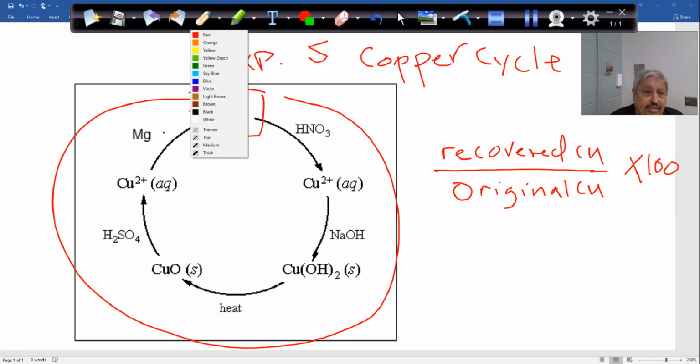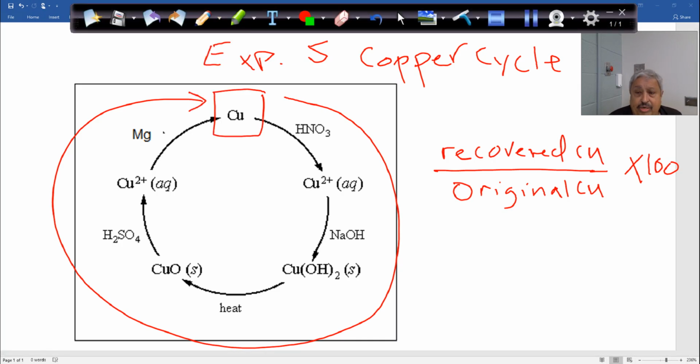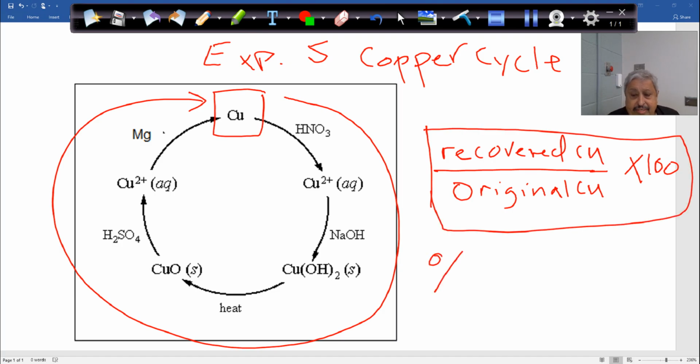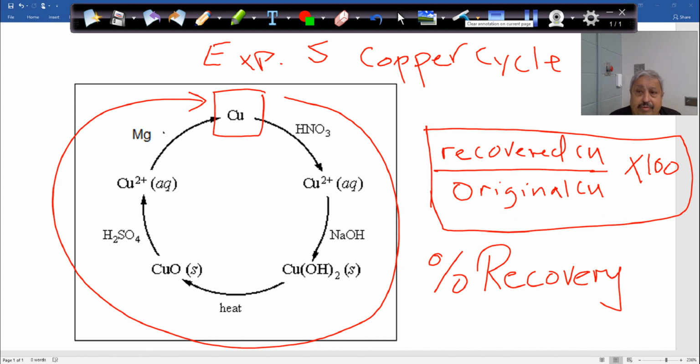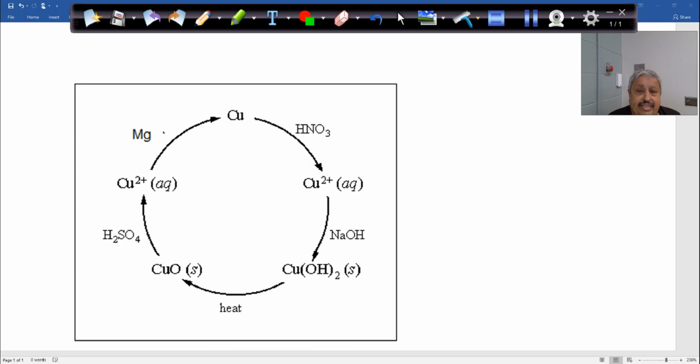We'll make a lot of observations, a lot of manipulation here, but the main thing we are looking at is percentage recovery. So that's what this experiment is all about. I'm taking this one out. Let's start with the first step. So the first step in the cycle is, we'll start with the copper. This is step 1. You start with the pure copper.